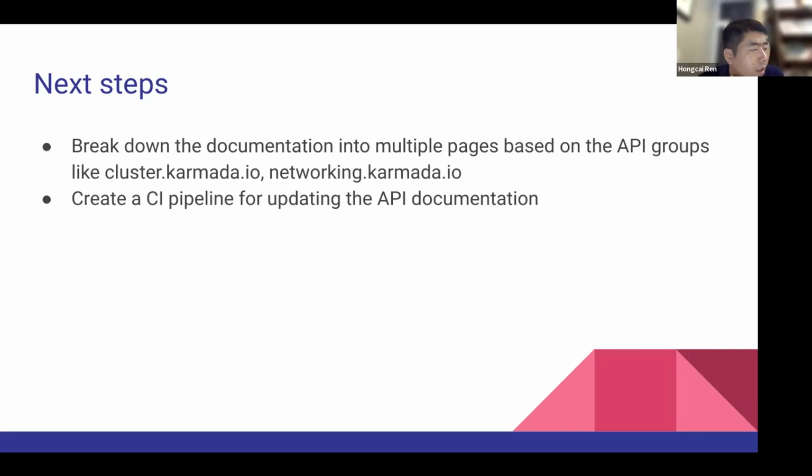I think if we can have, for example, some scripts, we can use the scripts to manually update the documents, and after that we can consider creating a CI pipeline.